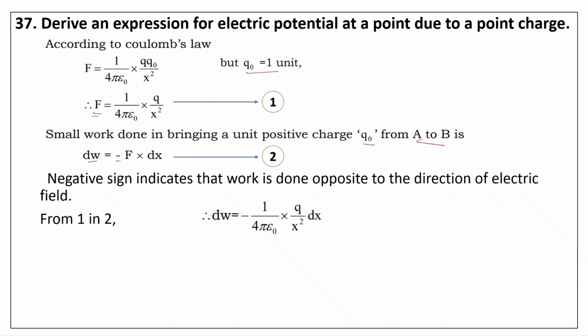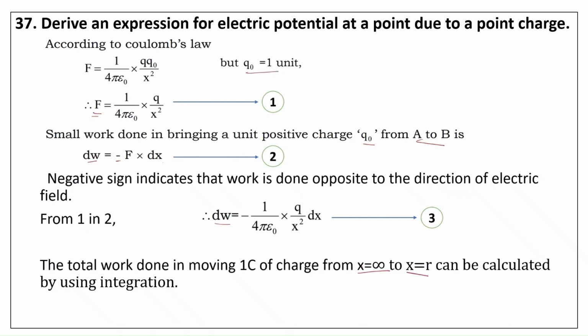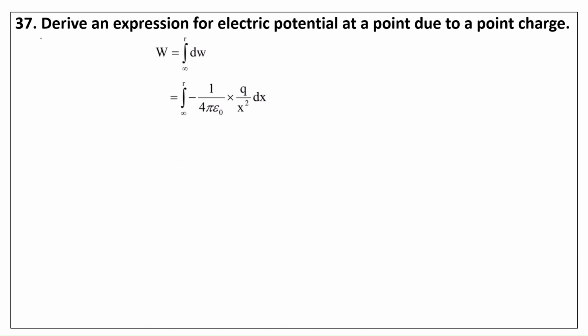Mark as equation 2. Negative sign indicates that work is done opposite to the direction of electric field. Substitute equation 1 into 2, we get dW is equal to minus 1 by 4 pi epsilon naught, Q by x square into dx. Mark as equation 3. The total work done in moving 1 coulomb of charge from x is equal to infinity to x is equal to r can be calculated by using integration. Therefore, W is equal to integration infinity to r of dW. Substitute equation 3 in this equation, we get W is equal to integration infinity to r of minus 1 by 4 pi epsilon naught, Q by x square into dx.